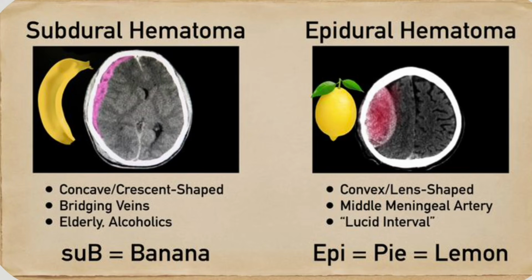Now this is a good mnemonic to understand the imaging differences between subdural hematoma and epidural hematoma. Now if you remember a banana, it is concave shaped. So the subdural hematoma, since it is following the contour of the brain, crosses the suture line, so it is crescent shaped. While in epidural hemorrhage, it will be convex or lens shaped because it cannot cross the suture line. If you can remember a lemon, the epidural hematoma looks like that only.